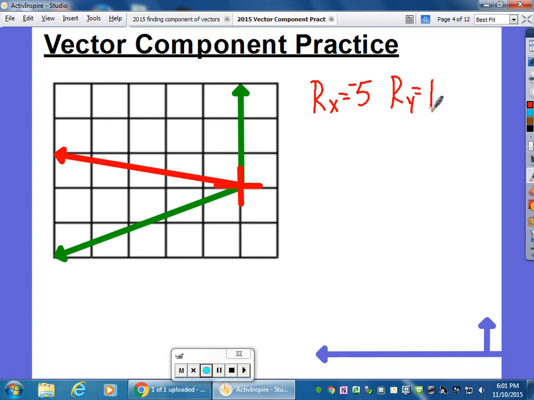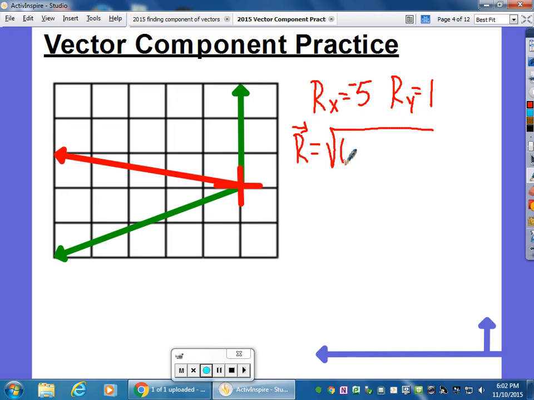So we did this the same way. We broke this down, we labeled this A, we labeled that B, we solved for the components of the A vector and the B vector, and we added the X's and the Y's of the A and the B, and you came up with the Rx and the Ry. And so now we're going to use these in the same formula that we did before, the square root of the -5 squared and the 1 squared.